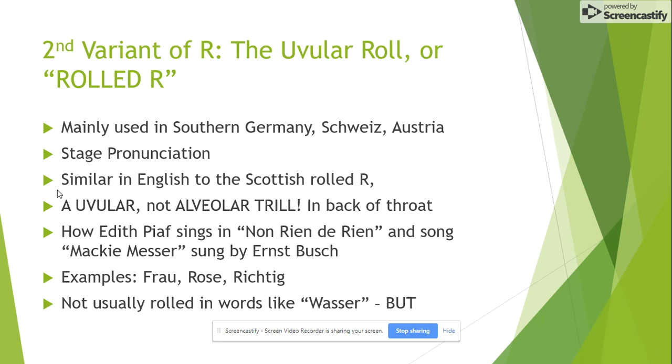I don't know how to pronounce it, but it's a very different type of roll than the German uvular roll. If you want some examples of this, you can search on YouTube for Edith Piaf's song Non, Rien de Rien, in which she sings basically Non, Rien de Rien. And there's a song, Mackie Messer, sung by Ernst Busch. If you search this on YouTube, it's from a black and white movie.